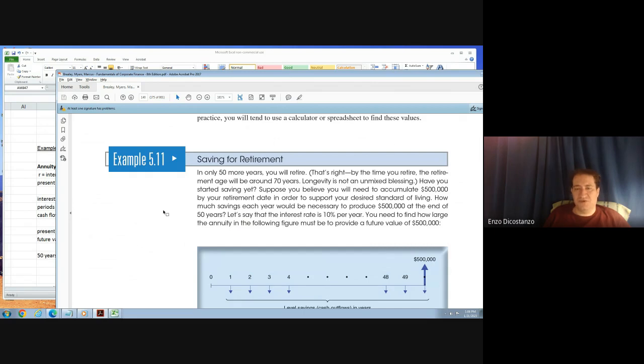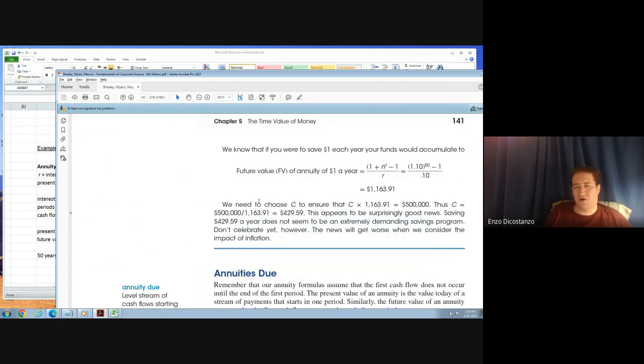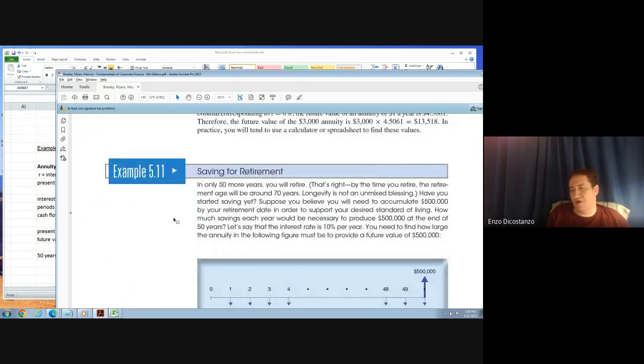So it says you want to accumulate 500,000 by your retirement date, and the interest rate's 10%, and it asks how large of an annuity. The part two of these retirement problems would be, okay, I'm 25 right now, I want to save up $1 million by 65 or 72, and then there's a spending pattern as to how you can spend that. This problem is only half of that.